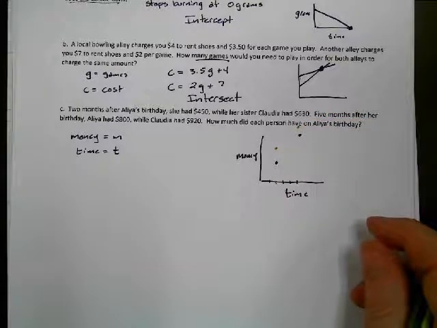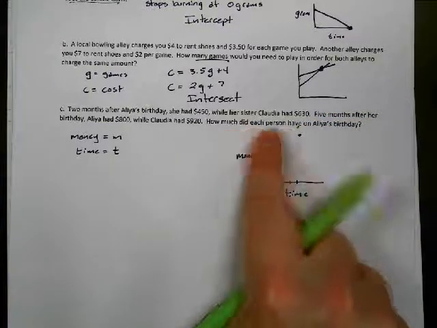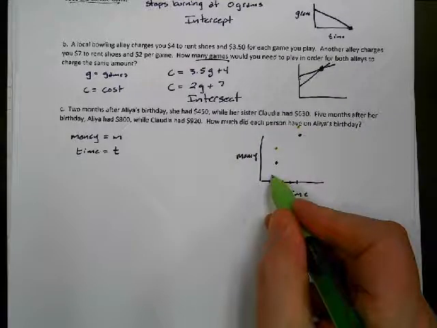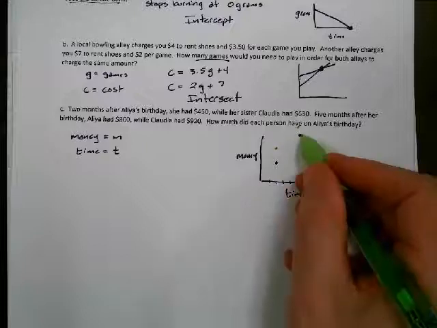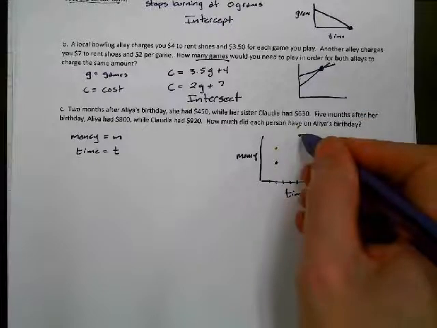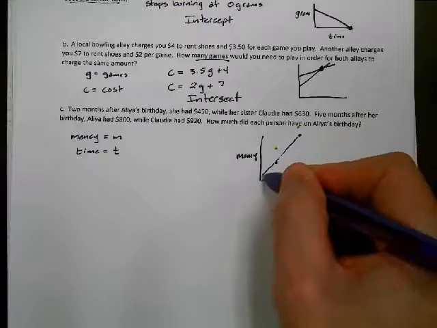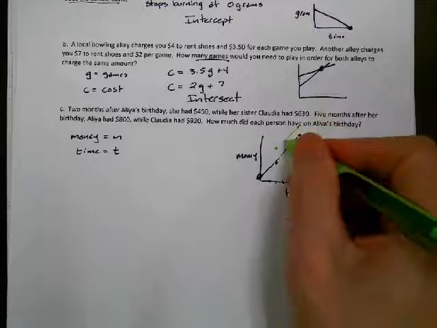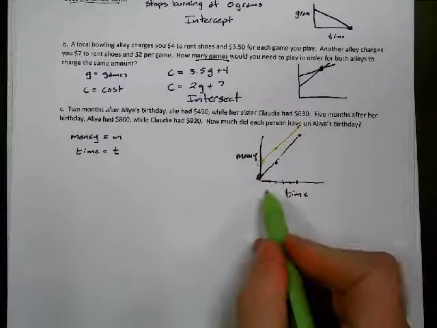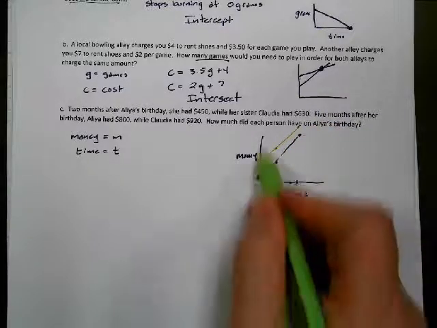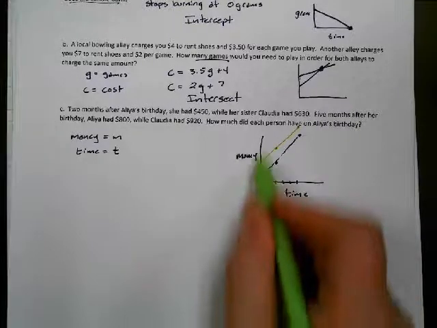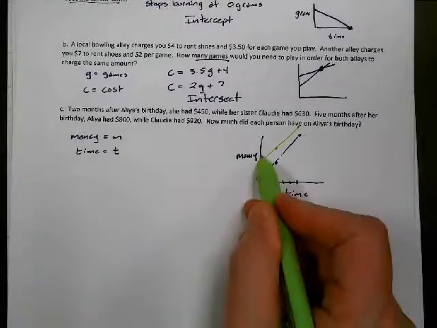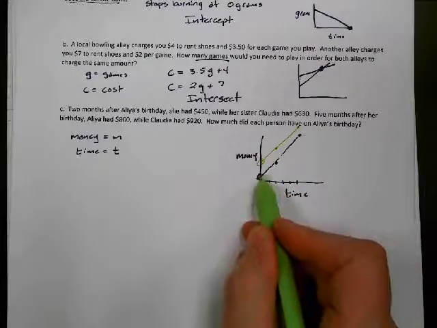Well, her birthday is way back over here. So it looks like we were looking for two things to cross, but we're not. Birthday would be over here, because these are the months after the birthday. Here is the birthday. Our y-intercept is the birthday, because this is 1 month after, 2 months after. So here we're looking for where it crosses the y-axis. So that's an intercept. Tricky, tricky.